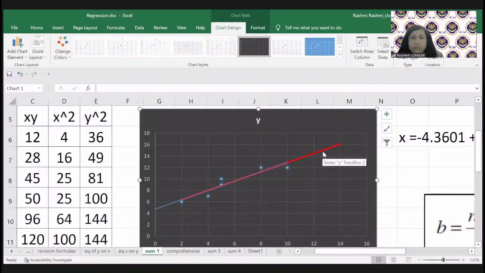So even when you're doing this answer, I would like to show you what this line is that you have found out. This is the line which is passing through most of the points, or in such a way that all the points lie nearest to this line. Okay, so this is what the concept of regression is.